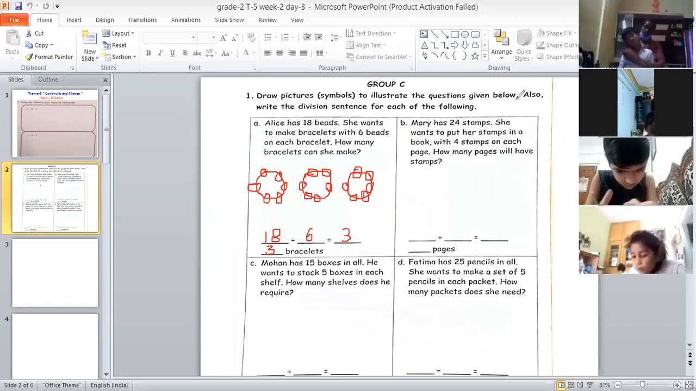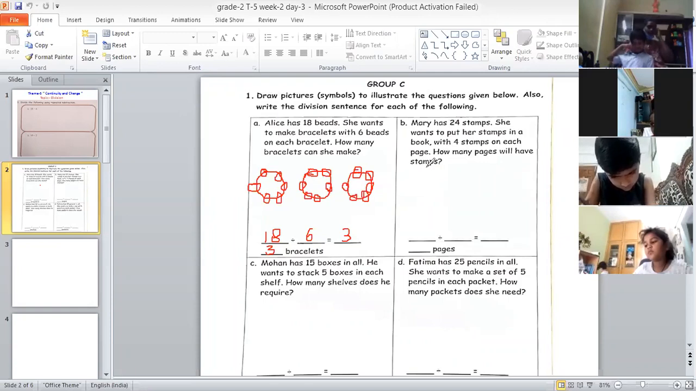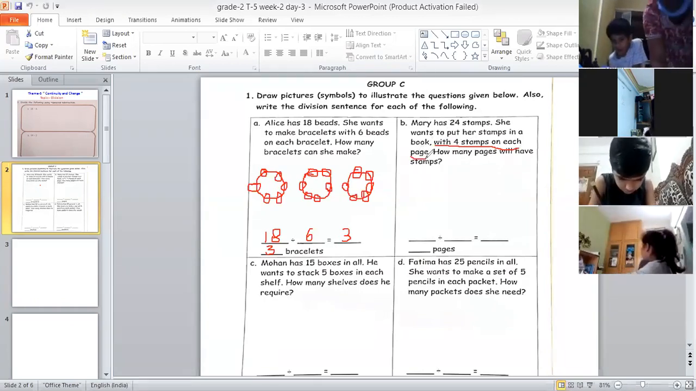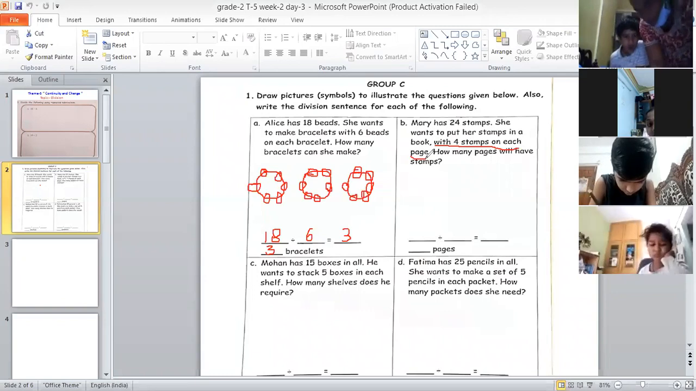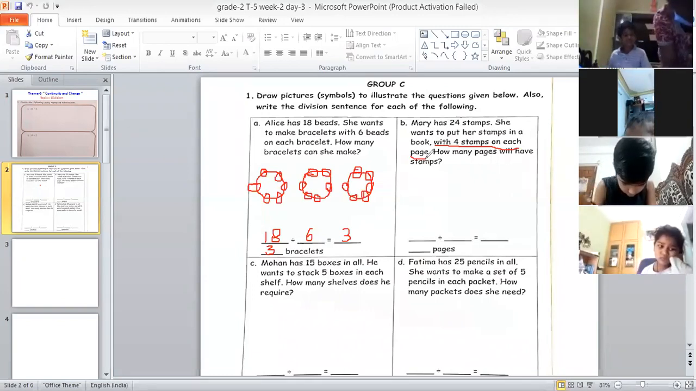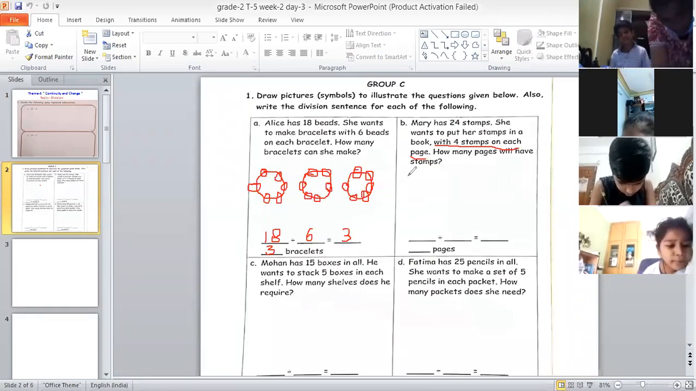Yes, children. The question is, Mary has 24 stamps. There's one girl, Mary. She has 24 stamps and she wants to put her stamps in a book with 4 stamps on each page. It's clearly mentioned here, 4 stamps on each page. On each means on one page there should be only 4 stamps. How many pages will have stamps? We have to find out.